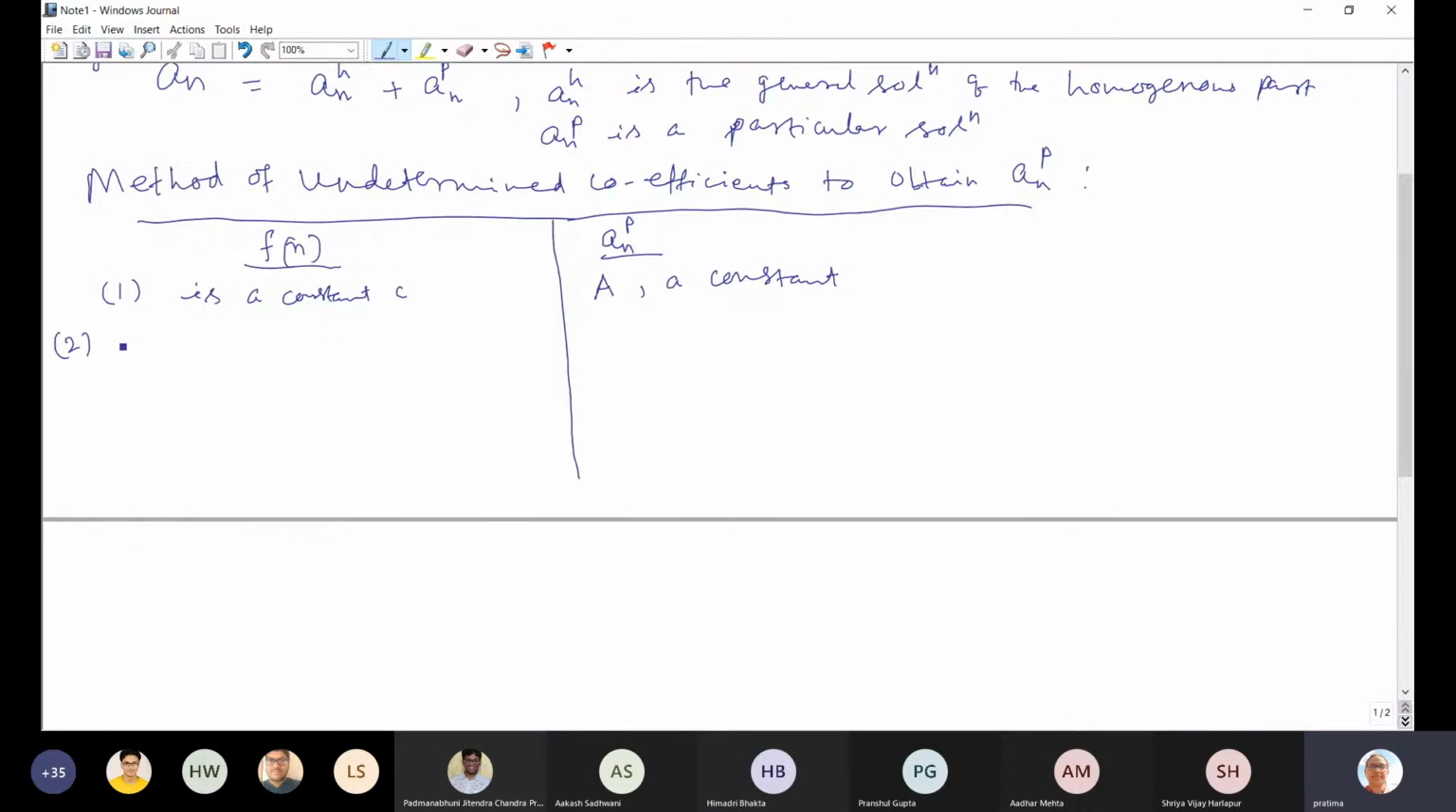f(n) is some constant times n to the power t. This n is the same n involved in the recurrence relation. In this case we'll have two subcases: f(n) is c times n^t, and one is not a characteristic root.